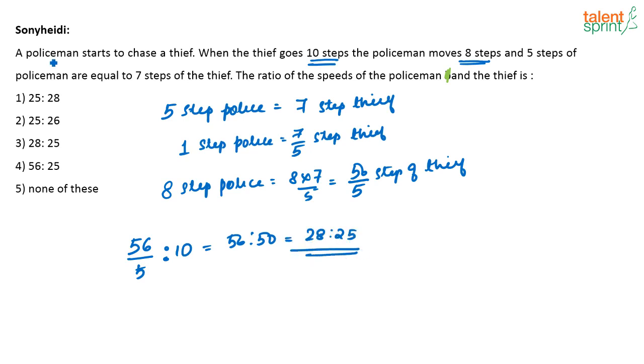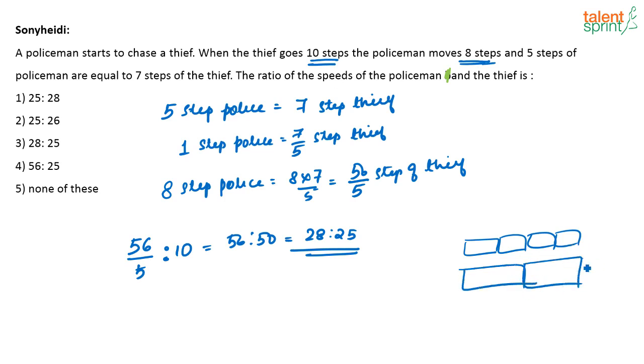Yes, it's given here. When the thief goes 10 steps, the policeman goes 8 steps. See, what did we actually try to do? The distance covered by the thief, right? 10 steps of the thief might be like this, 1, 2, 3 and so on, right? Steps of the thief. Step of the policeman might be like this, big steps, right? So basically I can't directly equate these two, right? Because the length of the step of the policeman and the thief might be different.